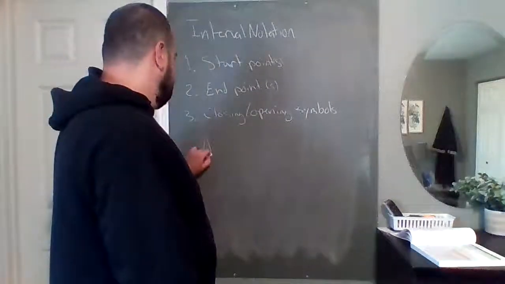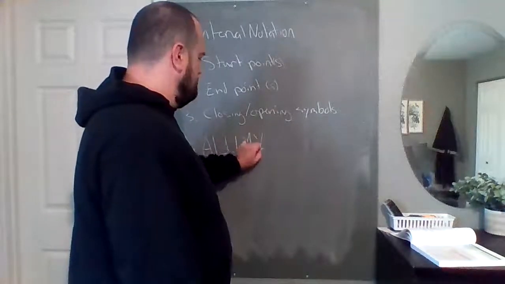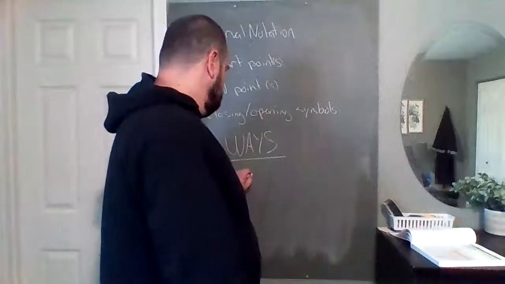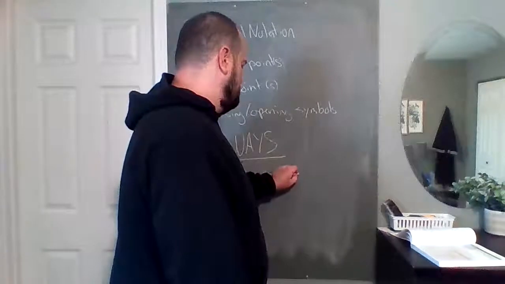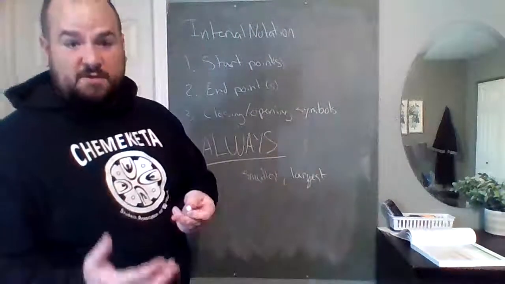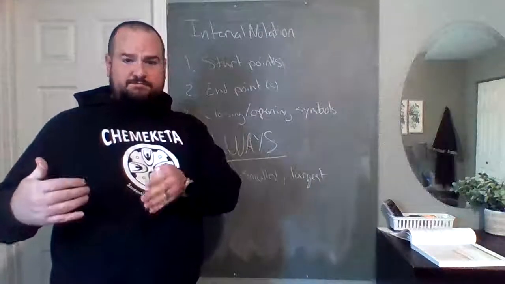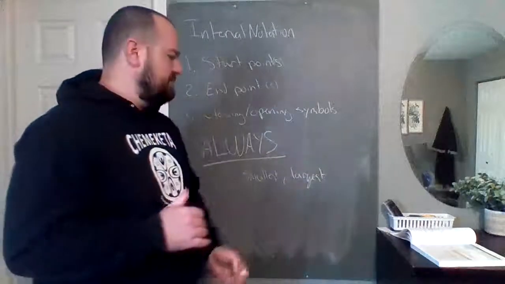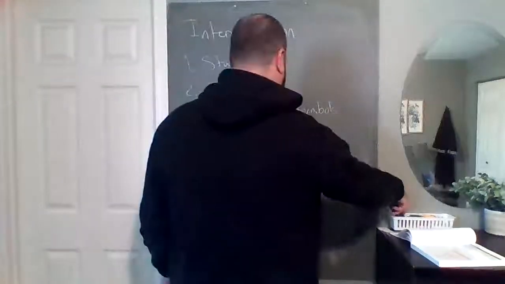Okay, always smallest, comma, largest. Now remember, -5 is smaller than 4. Even though 5 is bigger than 4, -5 is smaller than 4. Okay? So, there's our basics. Let's talk about what those pieces are.